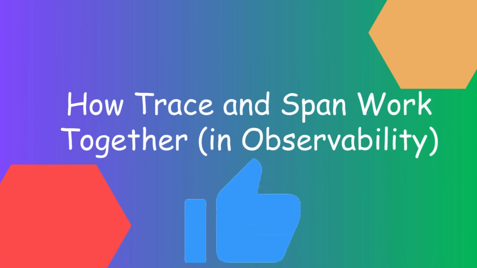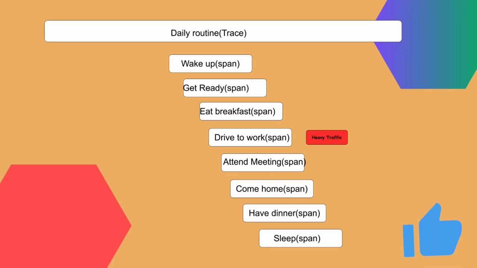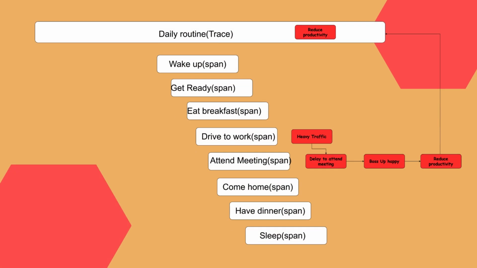How do trace and span work together in observability? Imagine driving to work. The entire journey, home to office, is known as a trace. Individual steps like starting the car, navigating traffic, and parking are known as spans. Heavy traffic on the way causes a delay in reaching the office, missing meetings, and an unhappy boss. The ripple effect reduces your productivity and enthusiasm.